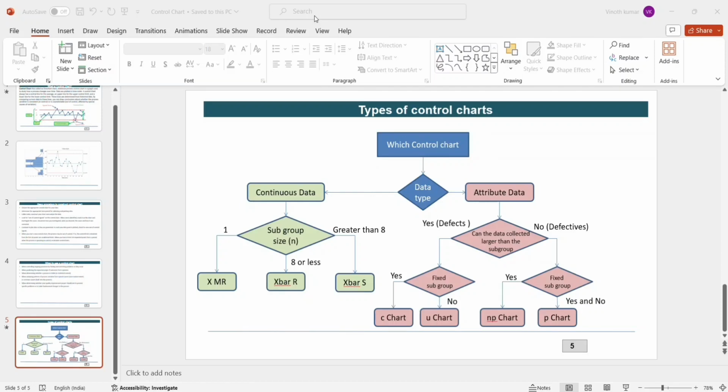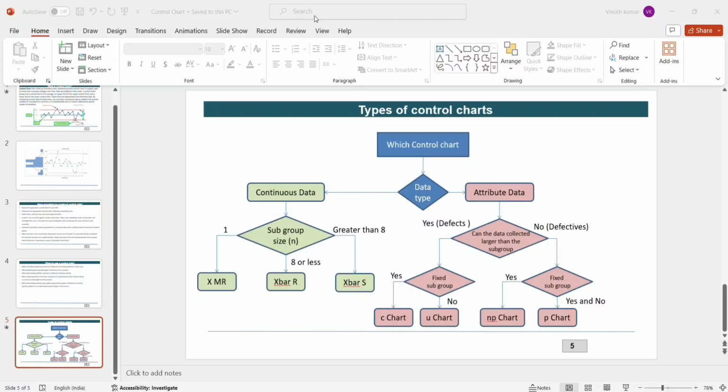Yes, welcome to another video on control charts. In this series of control chart videos, we have seen continuous data control charts, or variable data control charts, which are XMR, X bar R, and X bar S. We have also seen control charts for binomial distribution, which are the proportion chart and the NP chart, the chart drawn on number of defectives as well as the chart drawn on proportion.